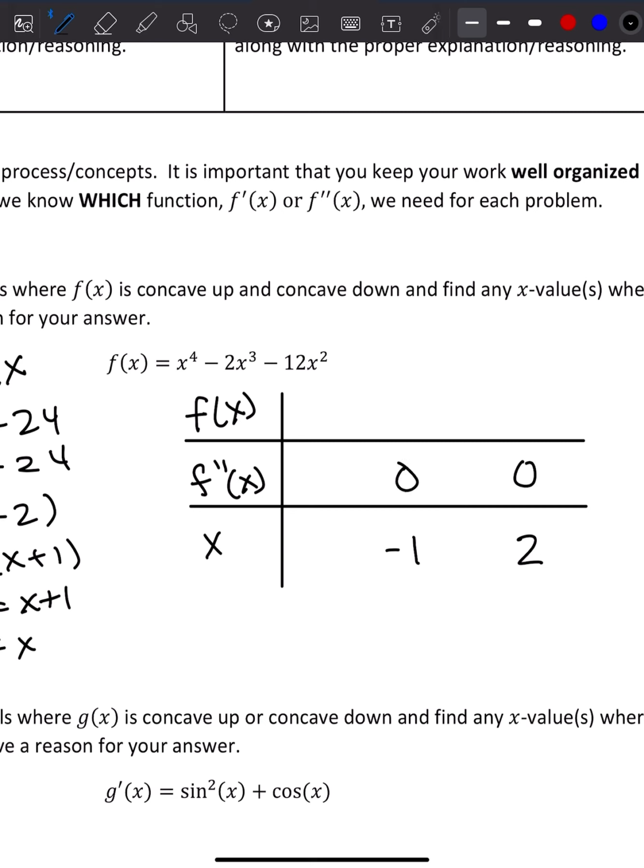We need to then look beyond each side and in between. So a number before negative 1, we're going to go with negative 2. A number between, I'm going to go with 0. And a number after, we're going to go with 3.